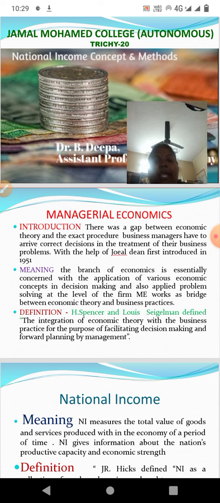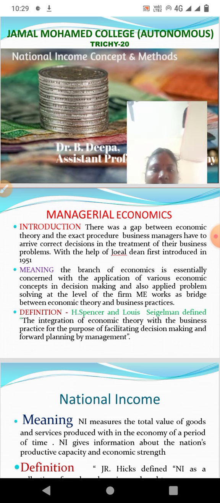It is the branch of economics essentially concerned with the application of various economic concepts in decision making and also applied problem solving at the level of the firm. Managerial economics works as a bridge between economic theory and business practices.